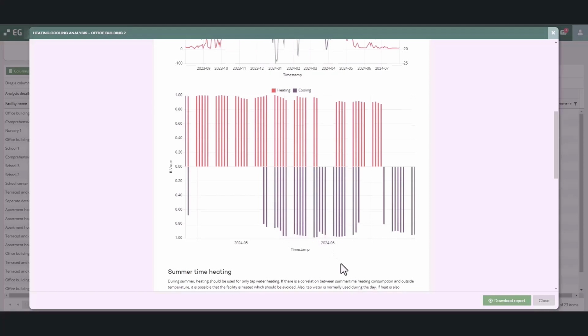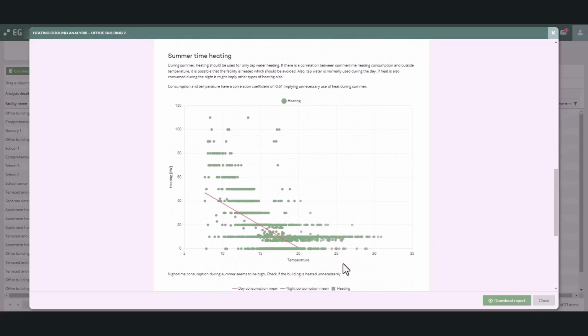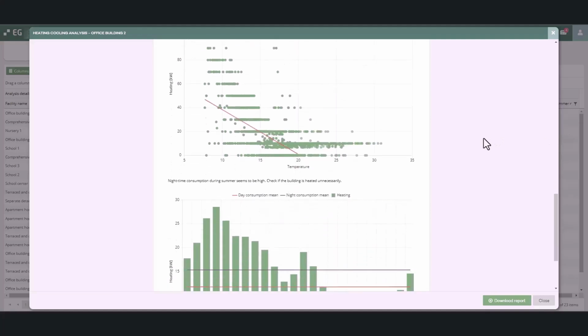The second section of the report identifies unnecessary heating during the summer. In warm periods during the summer, heating should primarily be used only for heating domestic hot water. If there is a correlation between heat consumption and outdoor temperature during summer days, it is likely that spaces have been heated unnecessarily. Domestic hot water is usually used most during the day, so nighttime heat consumption generally indicates space heating.